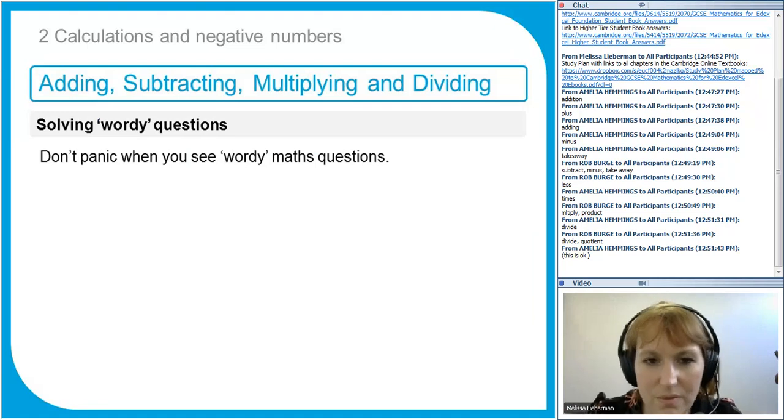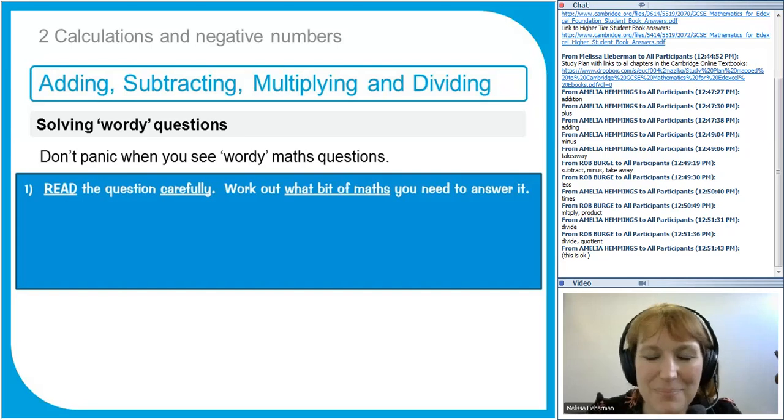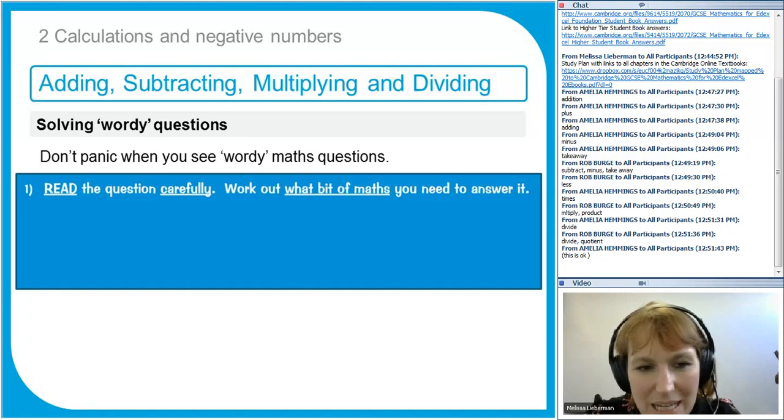I'm going to give you some advice for solving wordy problems. I'll give you an example as well. So the first point would be to read the question carefully. This advice, by the way, comes from the CGP revision guide. Kind of nicked it because I was in a hurry, but it's still good advice, and I'll show you where you can find more detailed advice in your textbook.